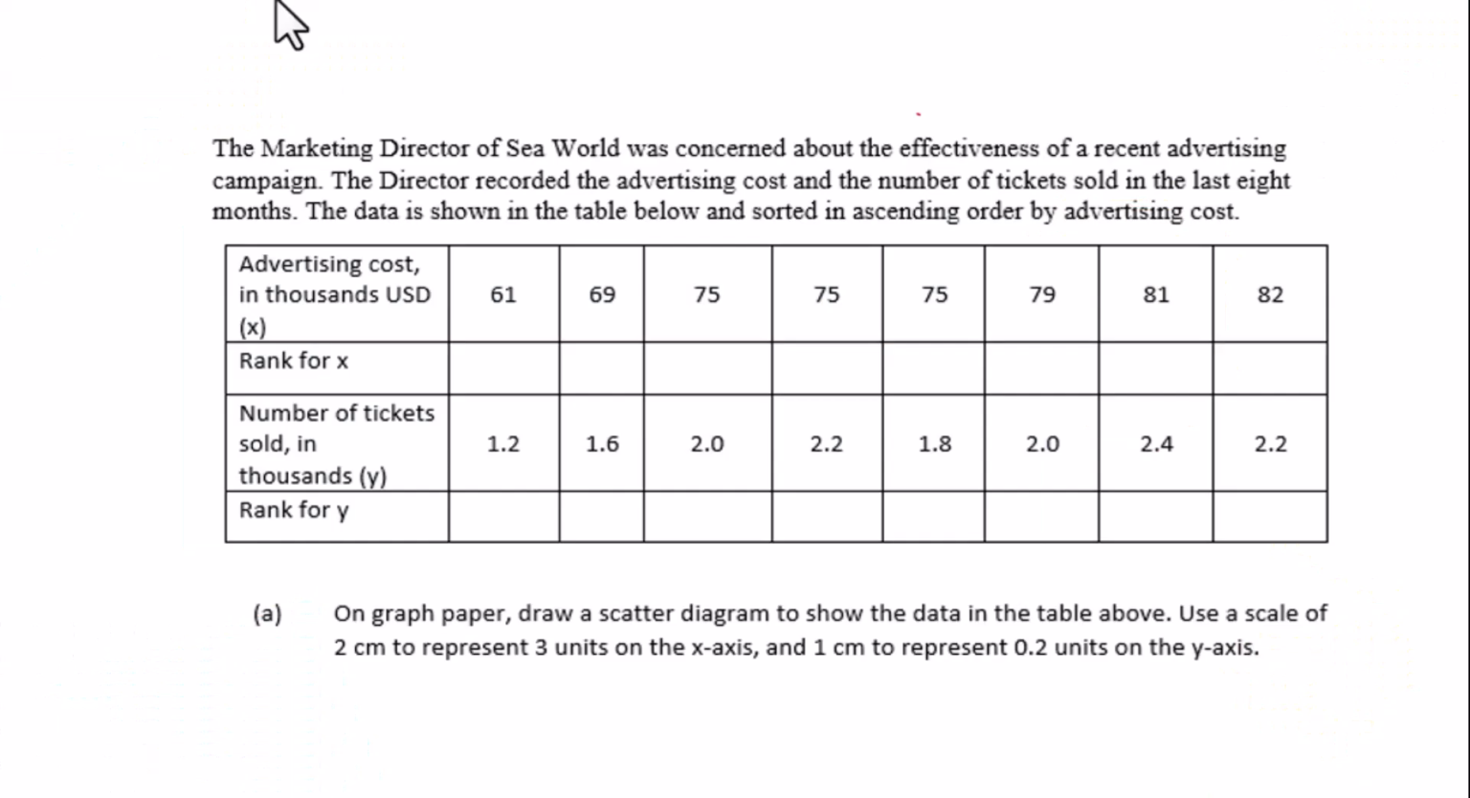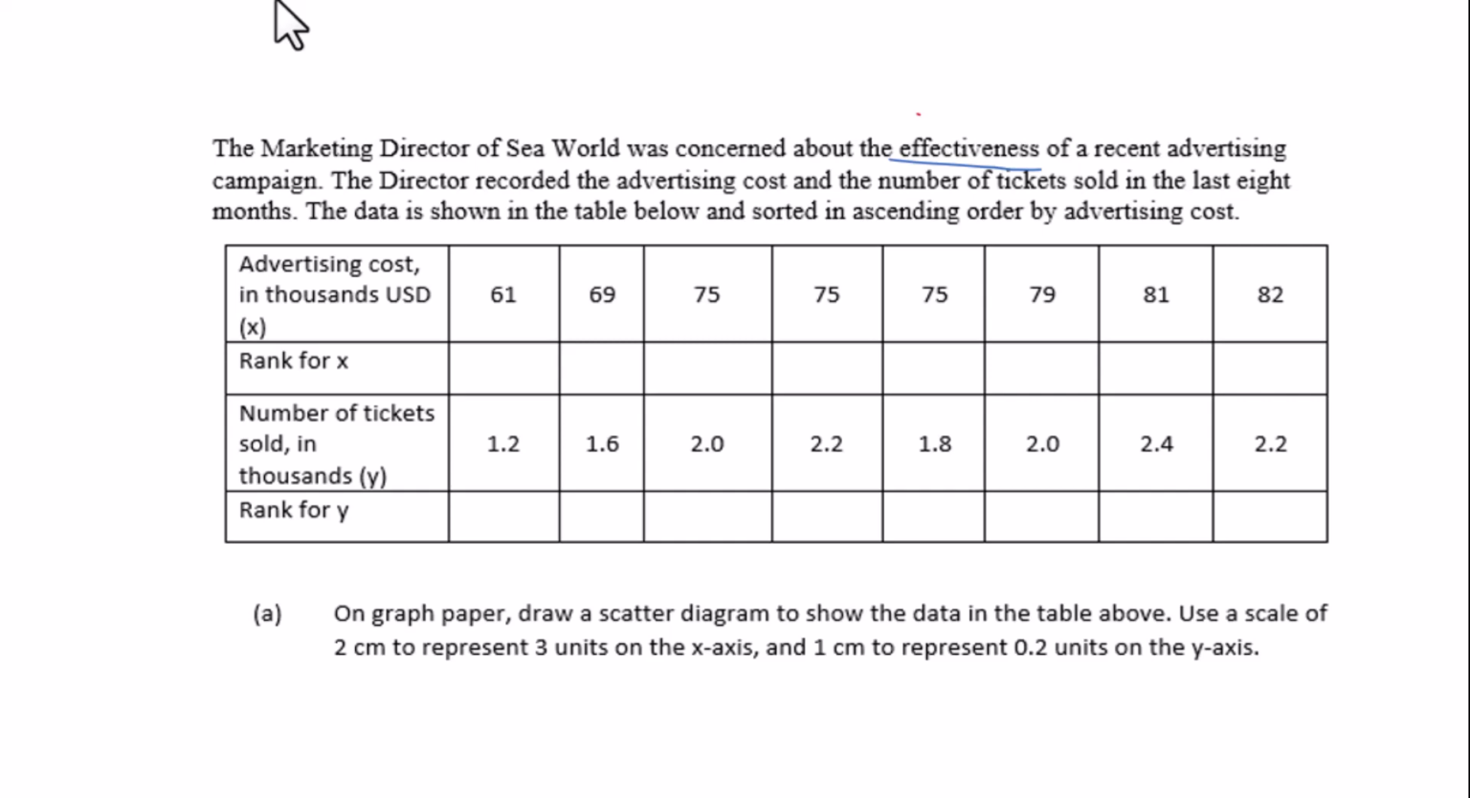This video is about two variables statistics. The marketing director of SeaWorld was concerned about the effectiveness of a recent advertising campaign. The director recorded the advertising cost and the number of tickets sold in the last 8 months. The data is shown in the table below and sorted in ascending order by advertising cost.